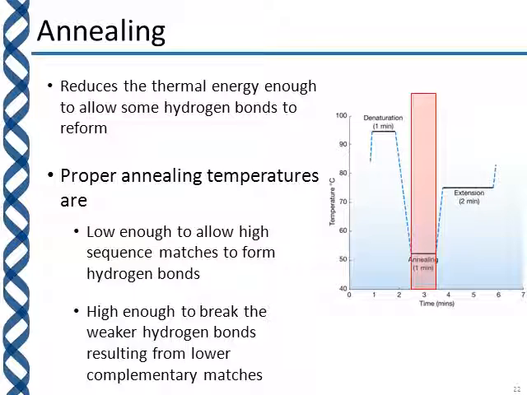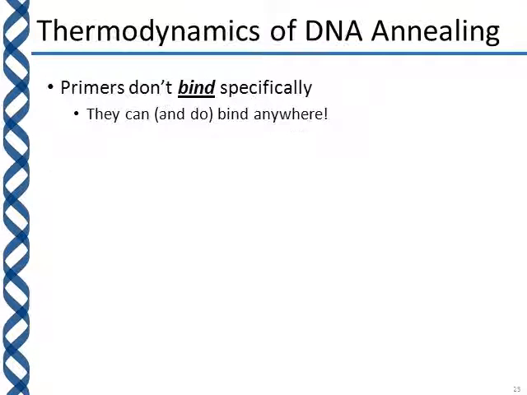So with that DNA melting curve in mind, the purpose of the annealing step is to reduce the thermal energy enough to allow some of the hydrogen bonds to reform, namely between the primer and the DNA strand, not the original opposite strand. And so choosing the proper annealing temperature is critical. You want the annealing temperature to be low enough to allow high sequence matches to form those hydrogen bonds. So let's take a look at that on this slide and discuss the thermodynamics of DNA annealing.